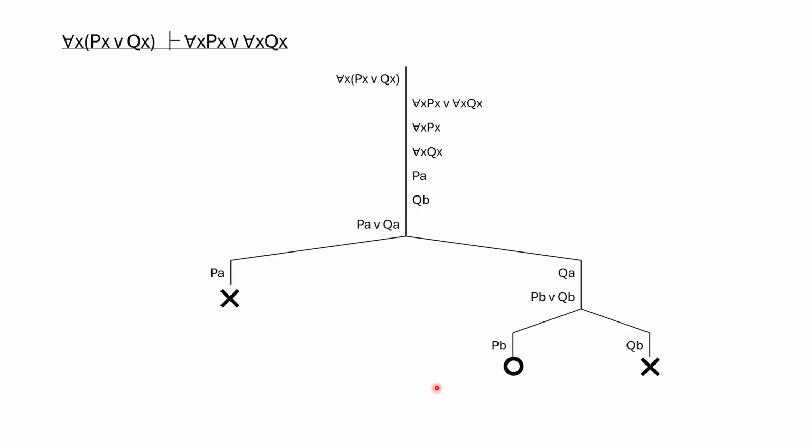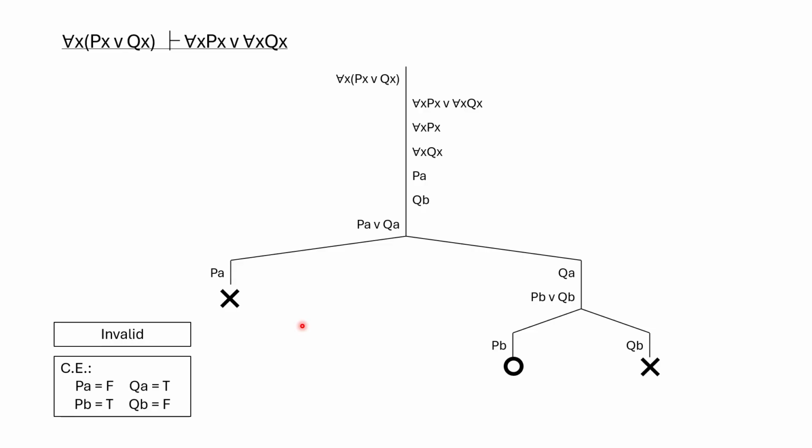So this argument is going to be invalid because I have an open branch. And then I need to trace back up through my branch to build my counterexample. PB is on the left, so it's true. QA is on the left, so that's true. QB is on the right, so that's false, and PA on the right, so that's false.